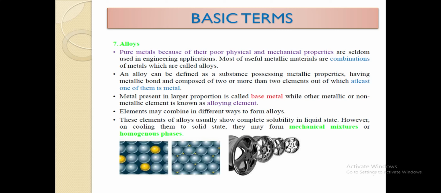Metal present in larger proportion is called base metal, while other metallic or non-metallic element is known as alloying element. Elements may combine in different ways to form alloys. These elements of alloys usually show complete solubility in liquid state. However, on cooling them to solid state, they may form mechanical mixtures or homogeneous phases.